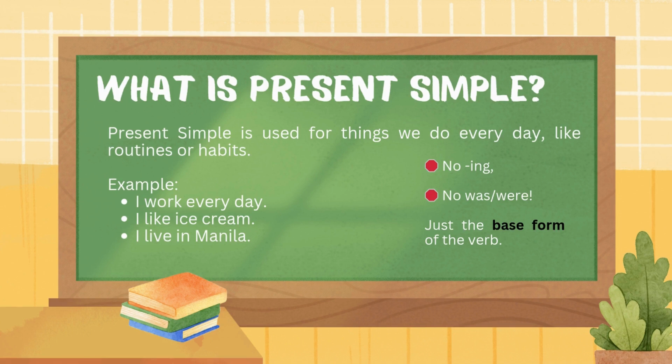What is present simple? Present simple is used for things we do every day, like routines or habits. Example, I work every day. I like ice cream. I live in Manila. So it has no ing, no was, no were, just the base form of the verb. Easy, right?